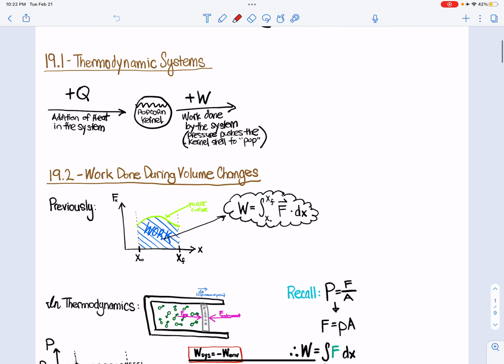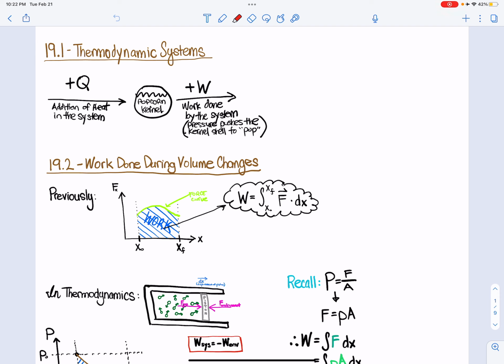So let's start with section 19.1, Thermodynamic Systems. Basically, in this section, it is saying that we have a certain system, like a popcorn kernel, and if we add heat into the system, which is Q, we end up with some sort of work done by the system, right? In the case of the popcorn, the pressure pushes the kernel shell to pop. It's just an intro to this chapter.